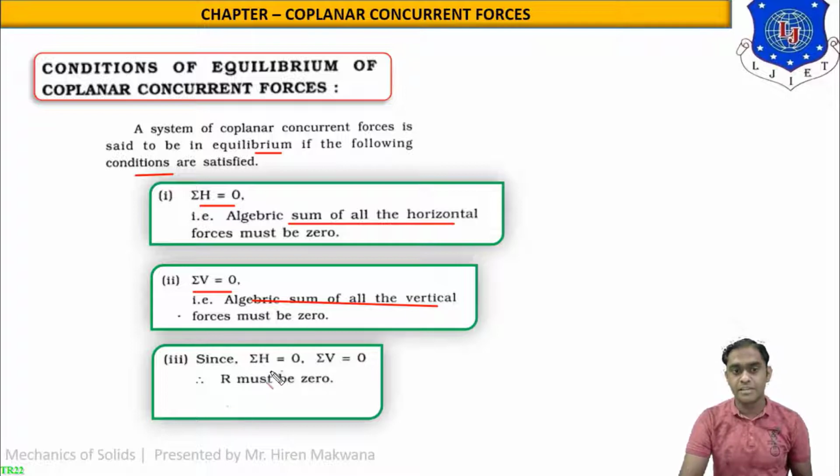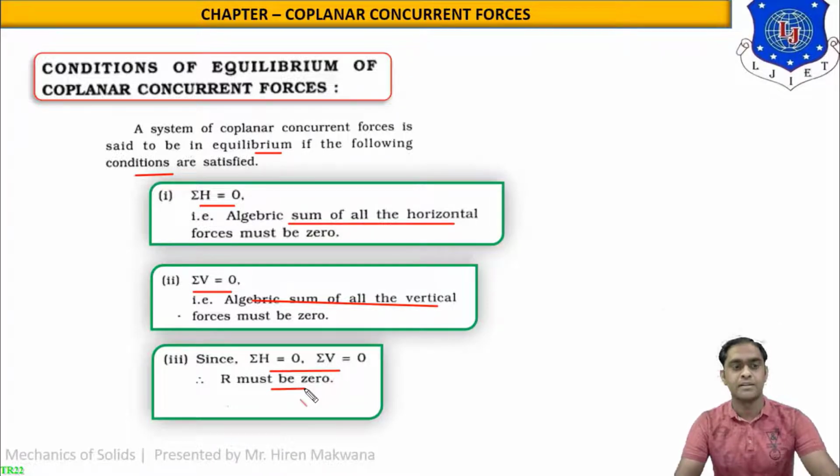And the third one: since sigma H equal to 0 and sigma V equal to 0, the earlier formula, R equal to under root of sigma H square plus sigma V square, is also becoming 0. So now R must also be equal to 0. These three conditions should be satisfied to make the system in equilibrium: sigma H equal to 0, sigma V equal to 0, and R equal to 0. We will discuss all these cases in the numericals, turn by turn.